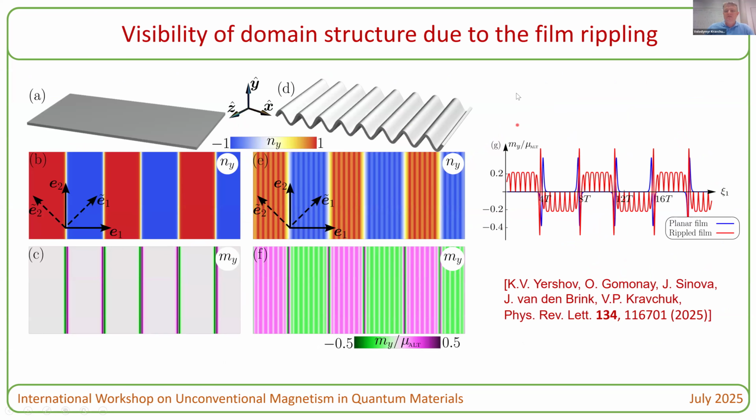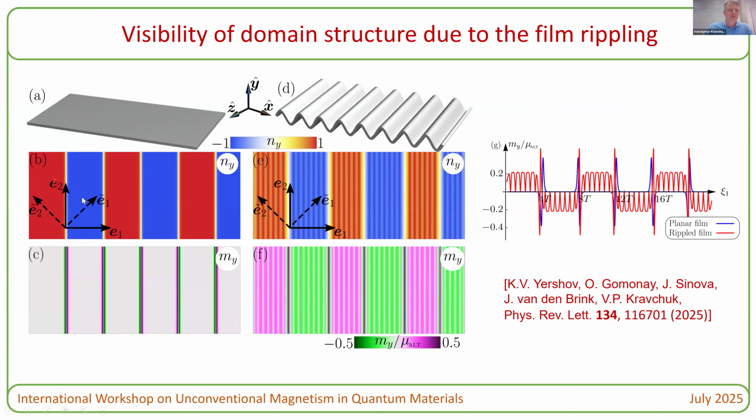This is how we expect that it can be used. Well, there is a big problem of detection of antiferromagnetic domain walls. Already we know that due to altermagnetism, domain wall possesses some magnetization. So here we compare a planar geometry and ripple geometry.